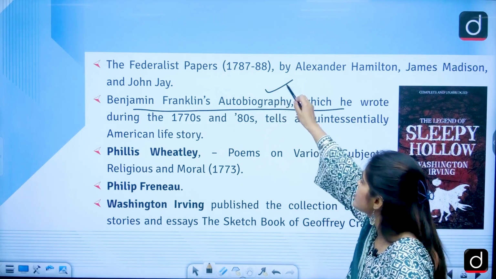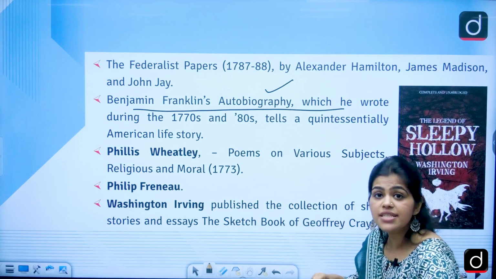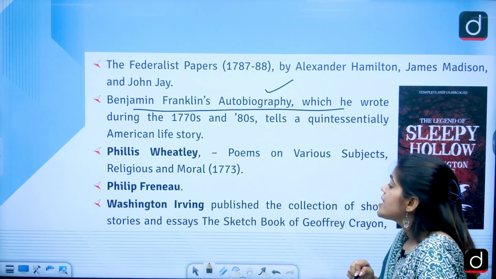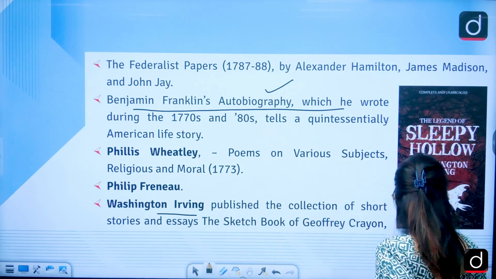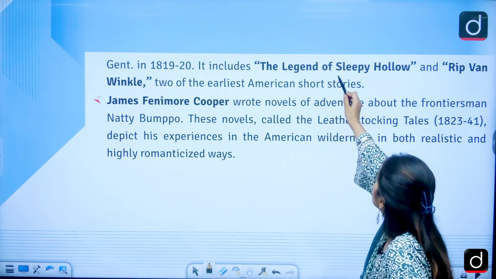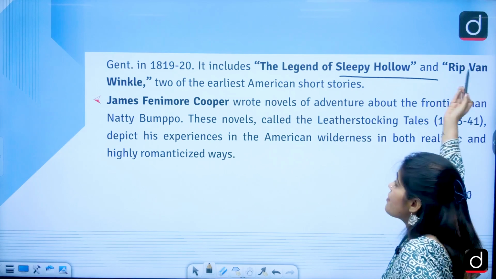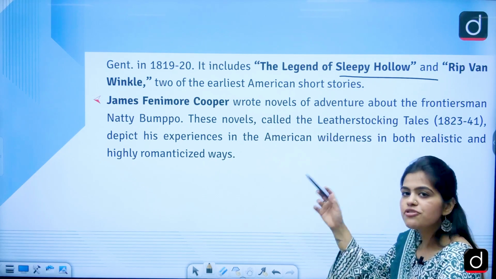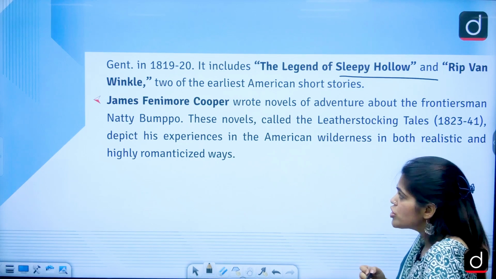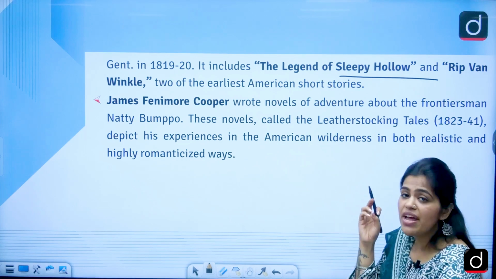It is also one text associated with your syllabus in Delhi University, so it becomes important. Then we have other writers like Washington Irving, and the texts written by him like The Legend of Sleepy Hollow, like Rip Van Winkle, and other poetry collections and books written by him, or the novels. Then we have James Fenimore Cooper.